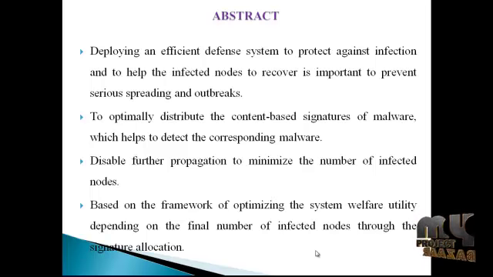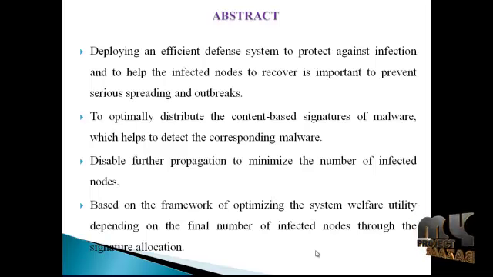by optimally distributing the content-based signatures of malware, which helps to detect the corresponding malware and disable further propagation. To minimize the number of infected nodes, note that mobile malware can propagate through two dominant approaches: MMS and proximity malware. In the MMS approach, a malware may send a copy of itself to all devices whose numbers are found in the address book of the infected handset.